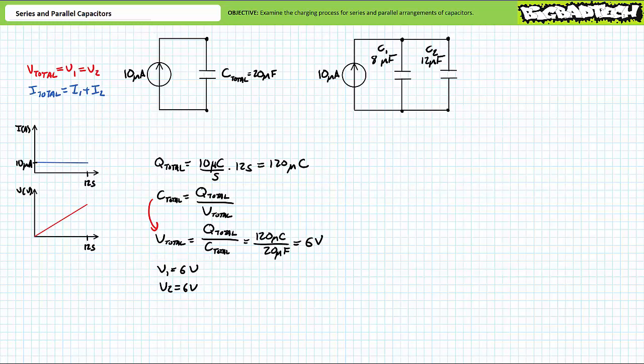My question to you is this: how did V1 get to be 6 volts and V2 get to be 6 volts if they have different capacitances? The answer is rather simple. These two different capacitors store different amounts of charge.